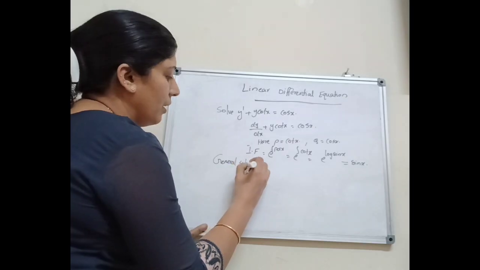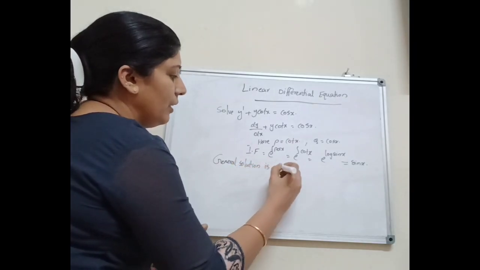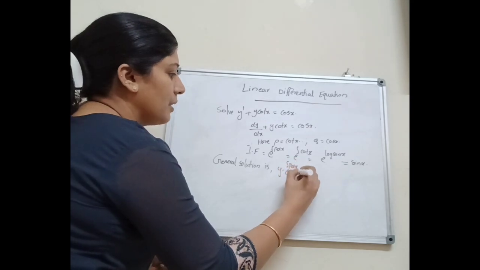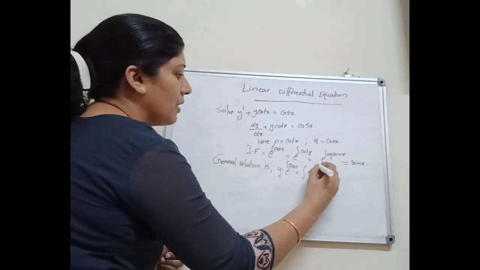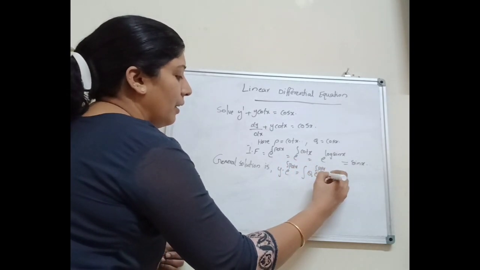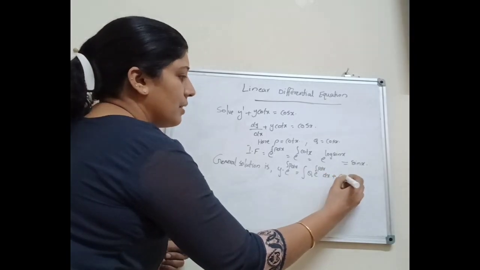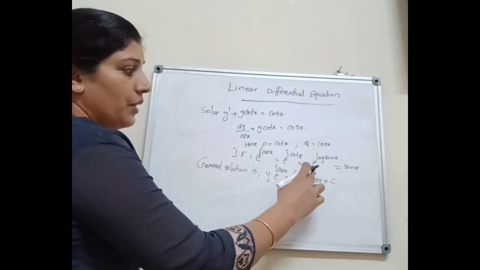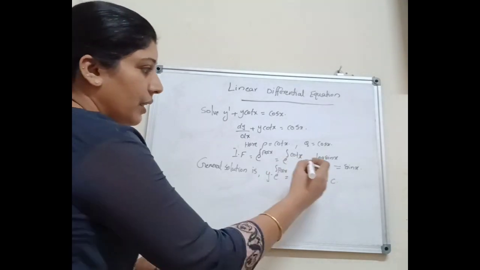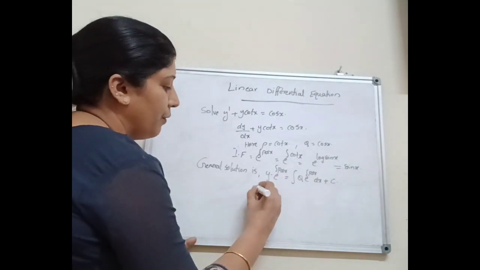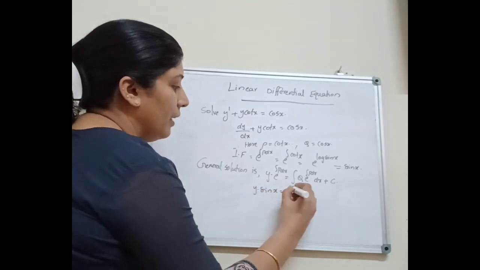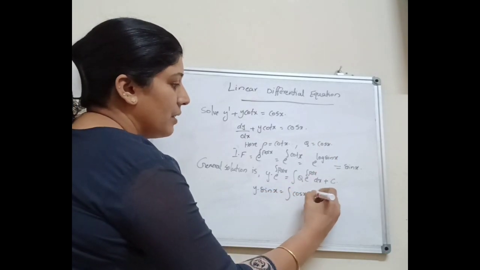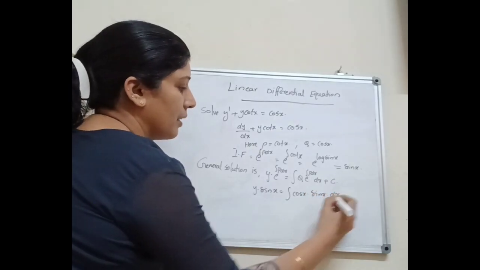General solution is what? y into integrating factor, that is y into e raised to integral p dx equal to integral q e raised to integral p dx plus c. Now here e raised to integral p dx is sin x. Therefore y into sin x equal to what? Integral. Here q is cos x. Cos x into e raised to integral p dx, which is sin x, dx.